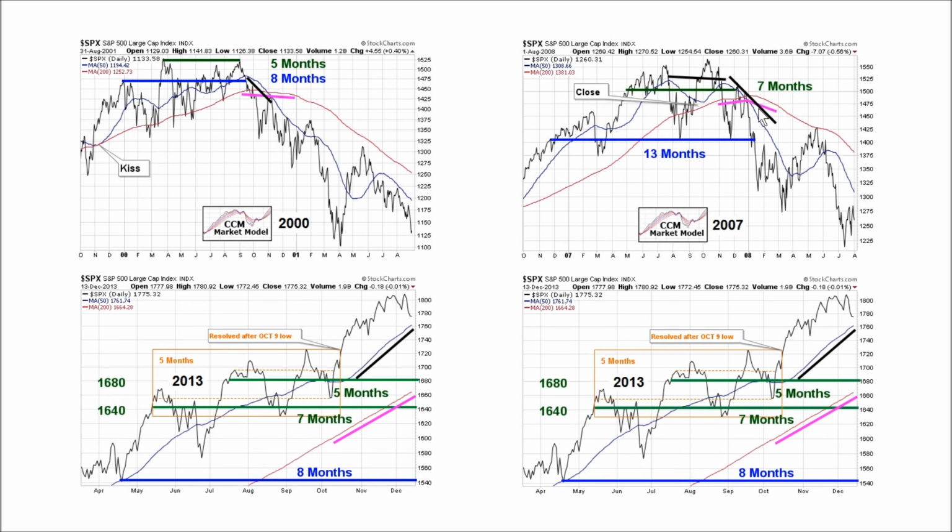The pink line shows the slope. Compare these pink lines in 2007 and 2008 to the present day. The longer term trend in the present day is much, much stronger. We recently did have a consolidation period. It's been a little tough sledding here in the past 5 months. The stock market really went nowhere from here to here, and it went nowhere from here to here.